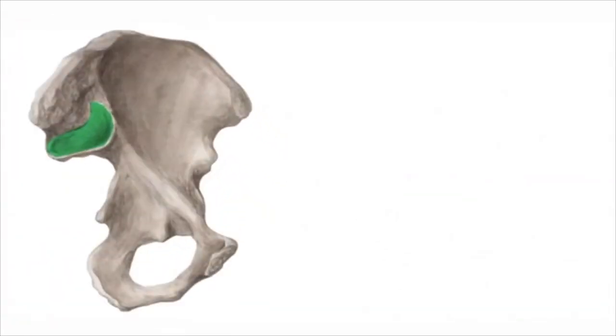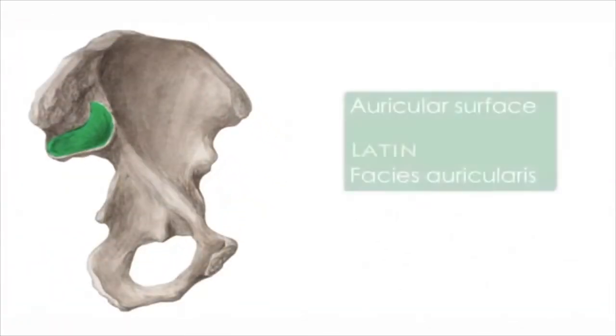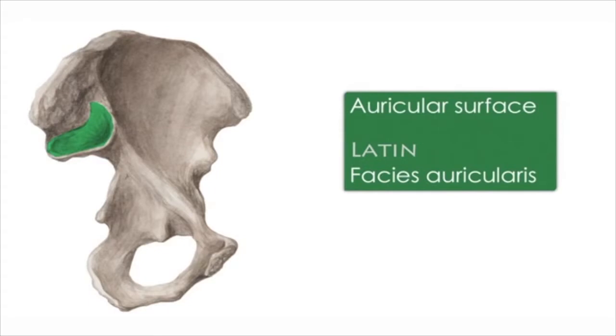Moving on to another structure, this is known as the auricular surface. Like the name indicates, this is an ear-shaped surface which articulates with the sacrum. It is covered in fibrocartilage. Very important point to know about this auricular surface.